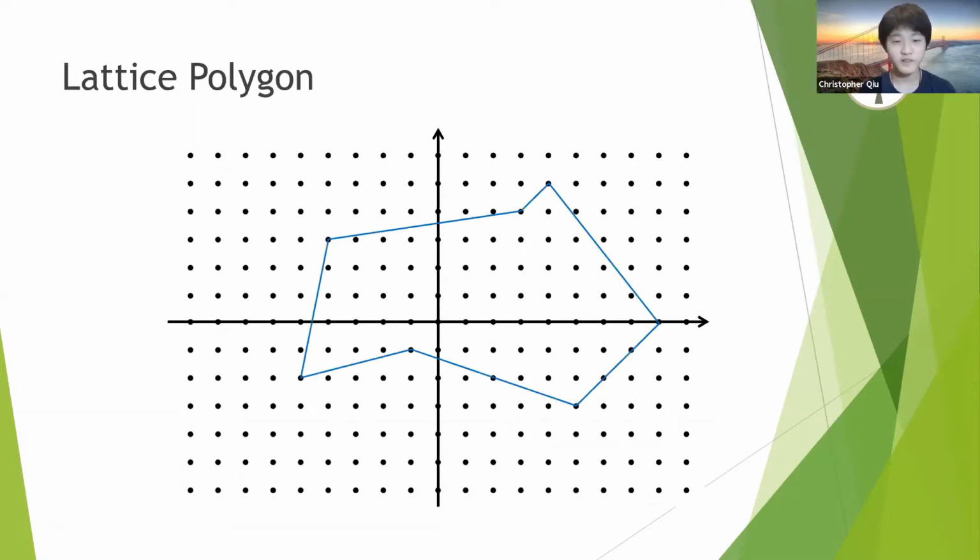Next we have the lattice polygon. A lattice polygon is a polygon in the plane whose vertices are lattice points. What Pick's theorem essentially says is that it lets us find the area of such a polygon given some quantities that are typically given. This polygon right here is a lattice polygon because all of its vertices are lattice points.